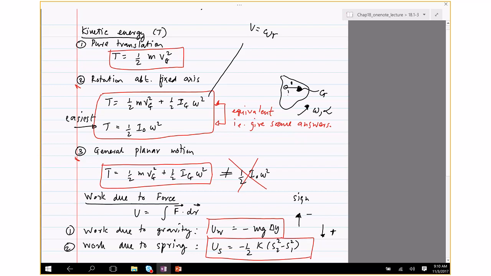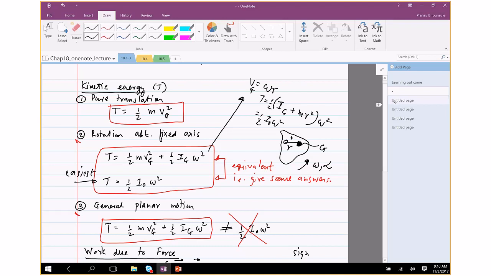If this is r, then this formula for T will give you I_g plus m r squared, times omega squared. So if you put in v_g equals omega r, you should get T equals half of (I_g plus m r squared) omega squared, and that is the same as half I_0 omega squared. So you can actually derive the equation from the first one. Okay. Any other questions?